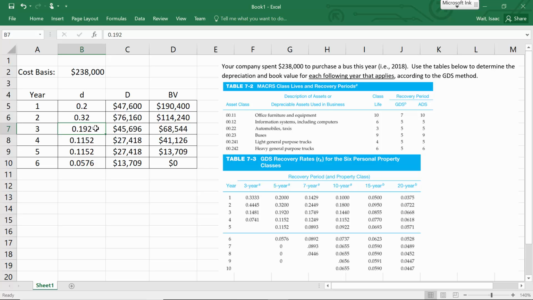All right, what does MACRS stand for? Yeah, good, good. It sounds like a room full of zombies. Modified, accelerated.